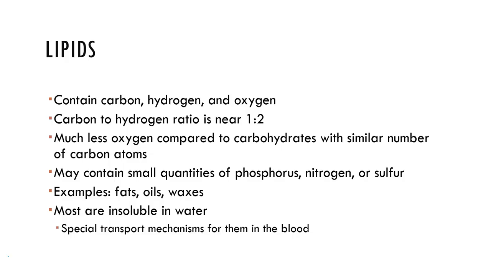And the carbon to hydrogen ratio is going to be 1 to 2, which is similar to what we saw with the carbohydrates. However, there's a lot less oxygen in lipids as compared to the ratio we see in the carbohydrates. So remember, for carbohydrates, we have a 1 to 2 to 1 ratio when we're talking about carbon to hydrogen to oxygen. In lipids, we do see a 1 to 2 carbon to hydrogen ratio, but the oxygen is going to be a lot less. So you have a much higher ratio of carbon to hydrogen atoms for the lipids.